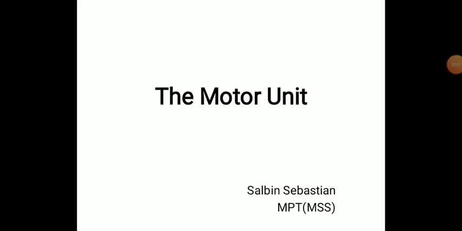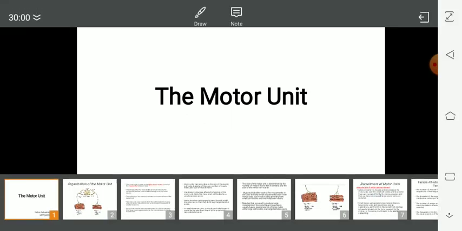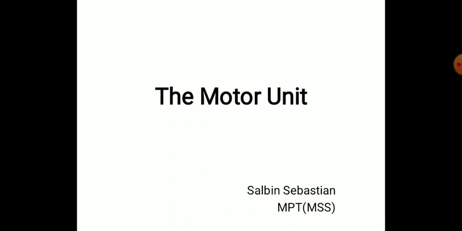Hi all, today we are going to discuss what a motor unit is. Last class we discussed what a sarcomere is and how normal muscle contractions happen. Now we are going to discuss how the muscle contractions are actually happening.